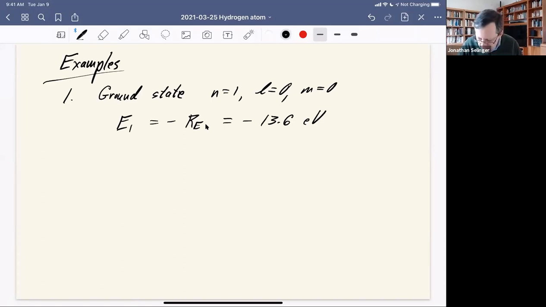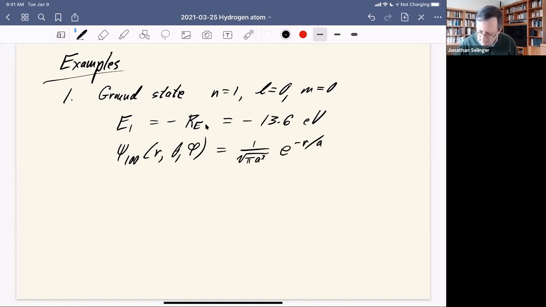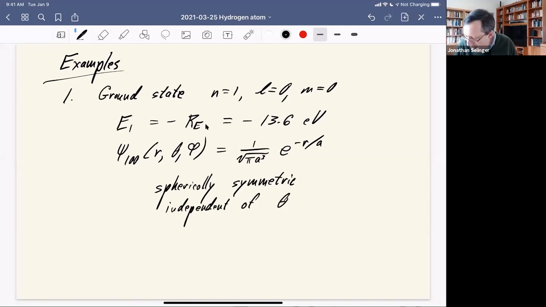And the wave function for that, which I already showed you in Mathematica, and in that guy's app, is psi sub 1, 0, 0. That's not one hundred, it's 1, 0, 0. And that is this function of 1 over the square root of pi a cubed, e to the minus r over a. And this thing is spherically symmetric, meaning that it is independent of theta and phi.